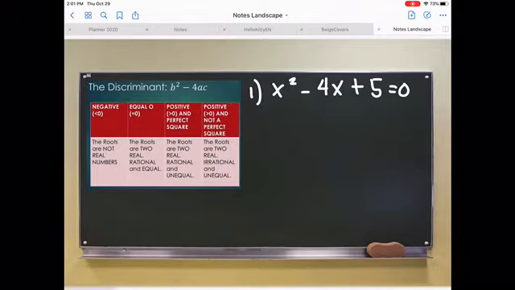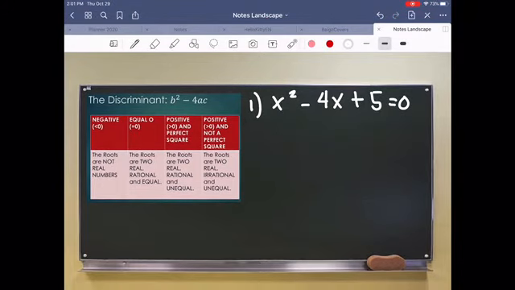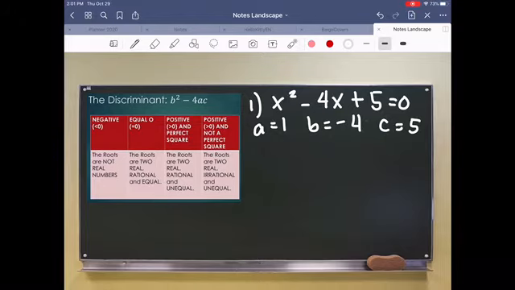So, there are 4 conditions na makikita natin dito sa table. When the discriminant is negative, when it is equal to 0, or when it is positive and a perfect square, or positive and not a perfect square. So, kapag negative, the roots are not real numbers, or sa ibang book, it says no solution. Pag equal to 0, real, rational, and equal. Pag positive and perfect square, real, rational, and unequal, and doon din sa positive, not a perfect square.